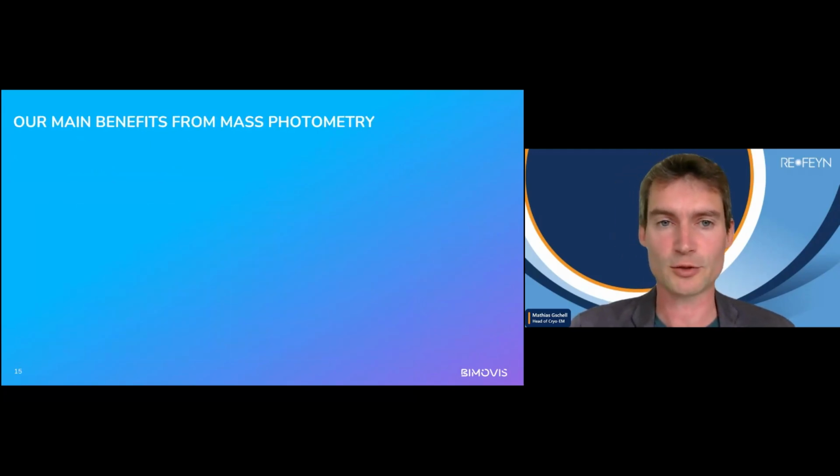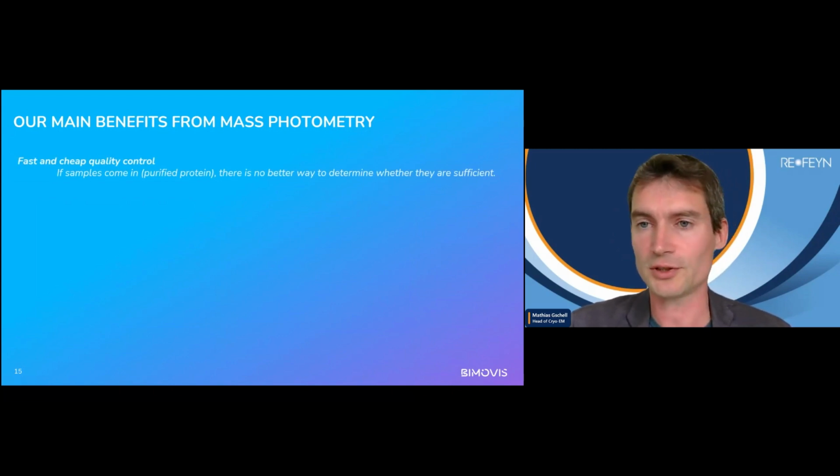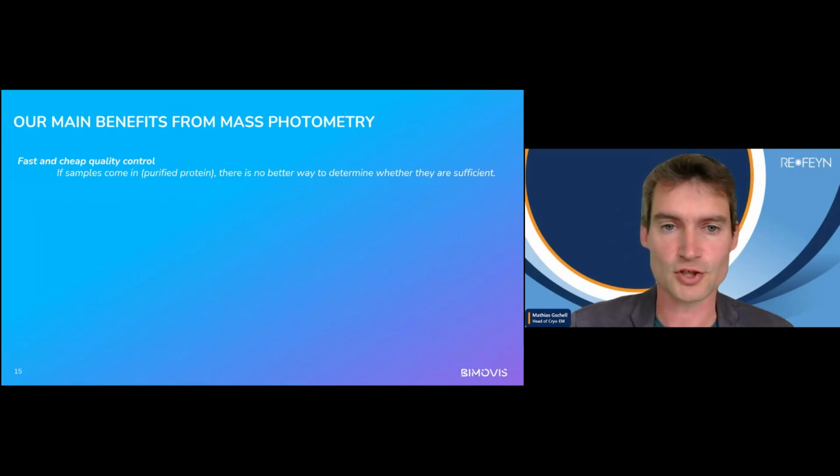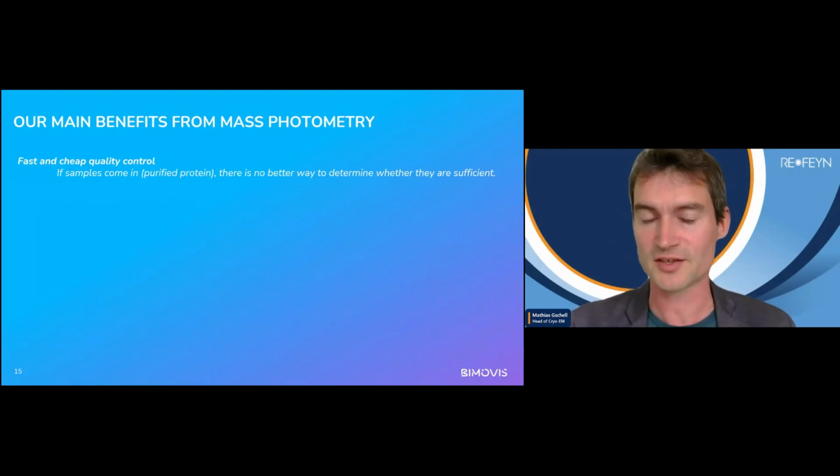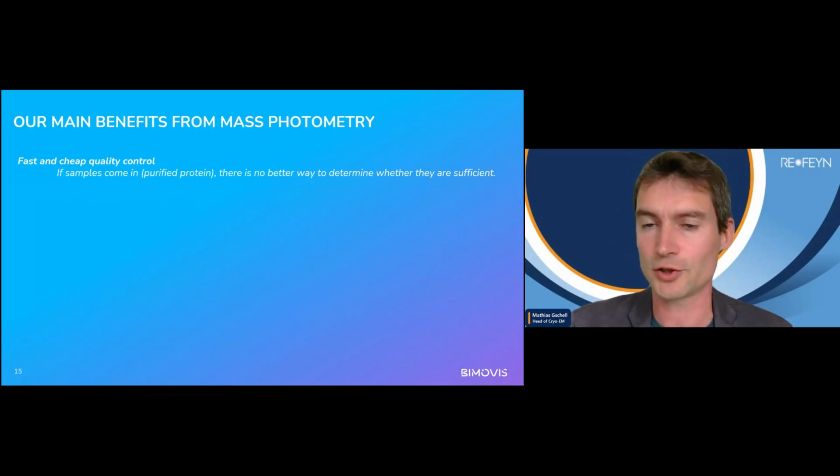So to sum up our main benefits from mass photometry, we do get a faster, cheap quality control, which means that within just a very short time and without wasting the sometimes very limited amount of sample, we can determine whether what we have at hand is good to go or needs further polishing.